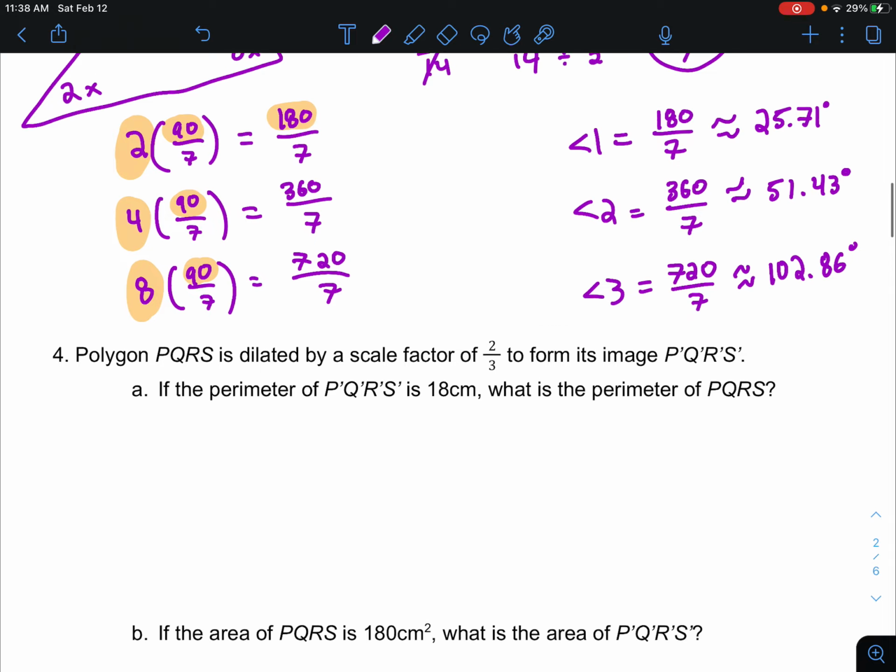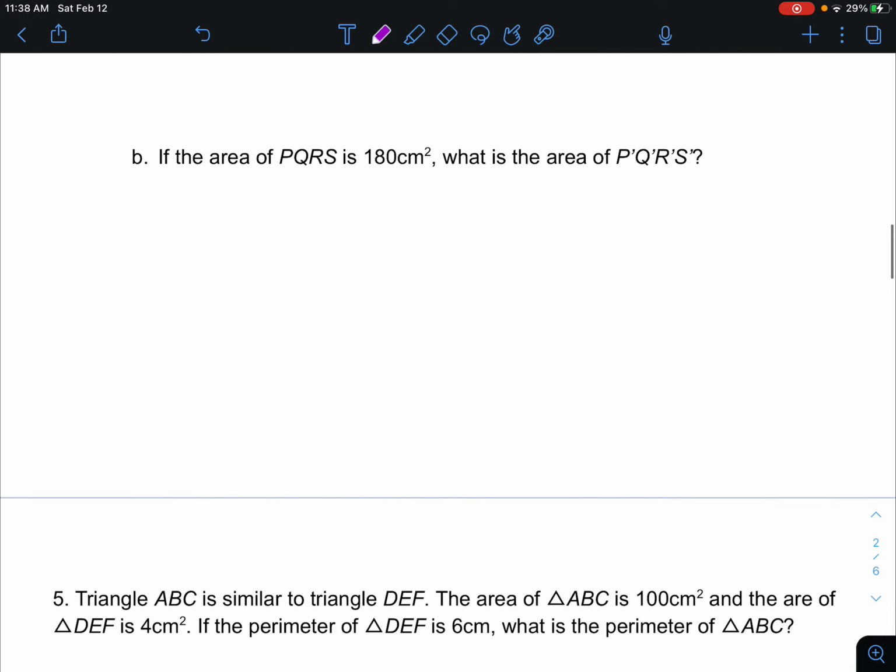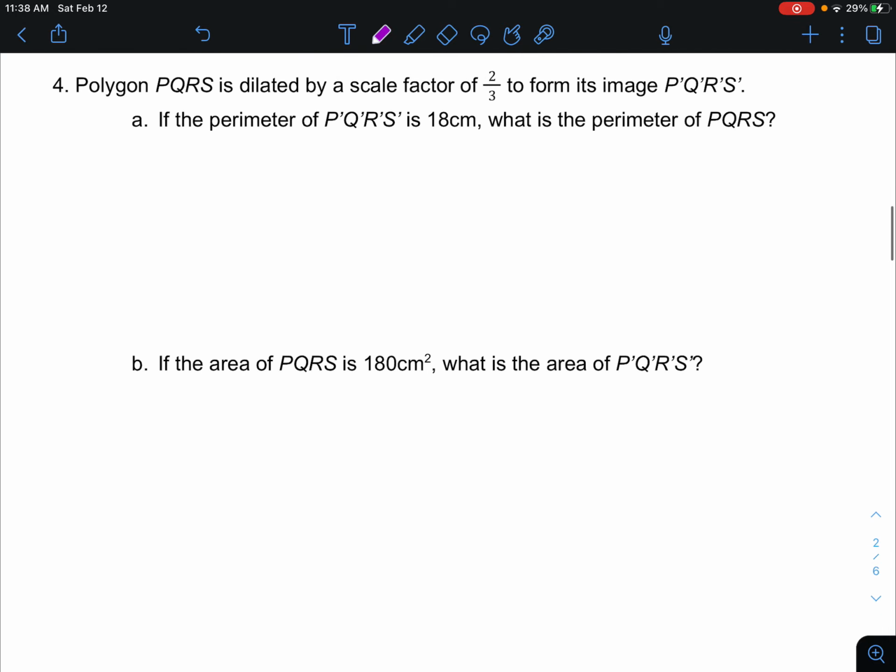Okay, so let's do one more in this video. So we're going to do number 4. It says polygon PQRS is dilated by a scale factor of 2/3 to form its image P prime, Q prime, R prime, S prime. If the perimeter of P prime, Q prime, R prime, S prime is 18 centimeters, what is the perimeter of PQRS?